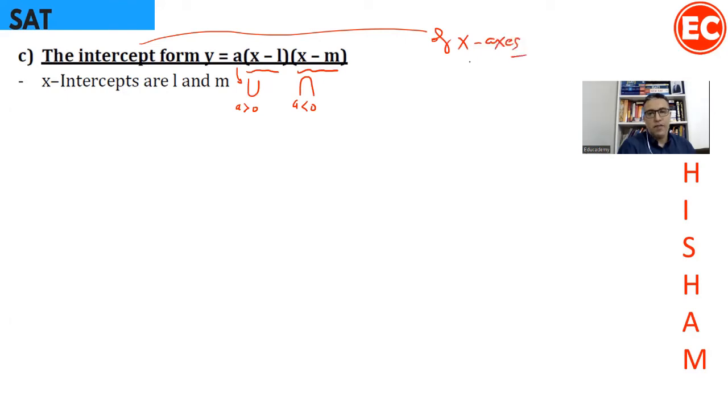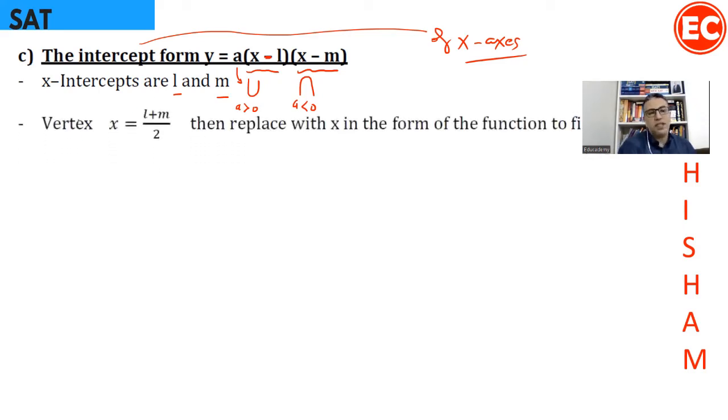So the first form has the y-intercept. The second form has the vertex itself. The third form has the x-intercepts, and the x-intercepts here are l and m. And don't forget to change the sign. If this sign is negative, then l is positive. If this sign is positive, then l is negative.